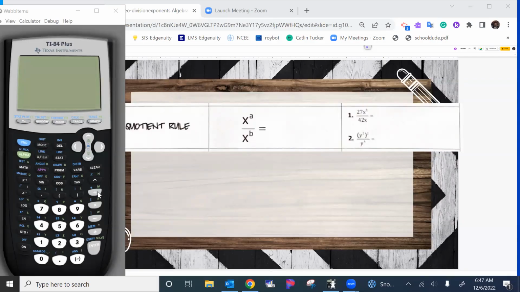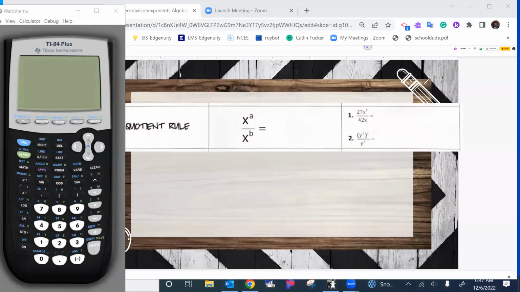Hi guys, so this morning we're going to be working on the quotient rule. It's your last rule for our exponents before you have your quiz. So we're going to take a look at your first example here, and we're talking about quotient, which is division, which really honestly has very little division in it.